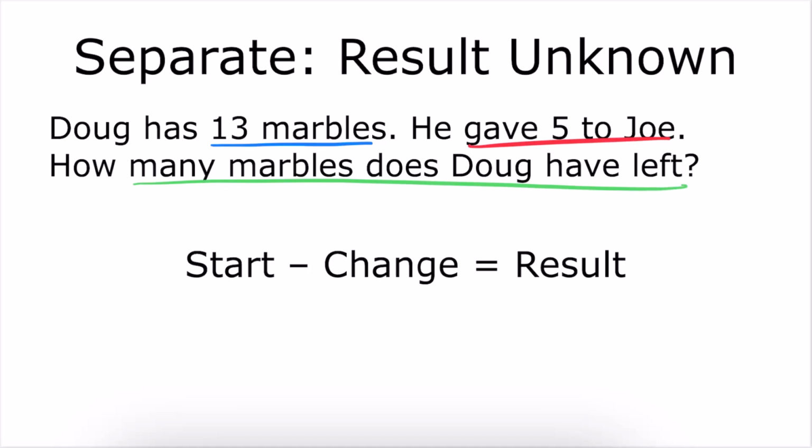So in this case, we know the starting amount. We know that that's 13. We know that the change is that he's giving away 5. And the thing we're looking for is the result. And so that's the third type of separate problem.